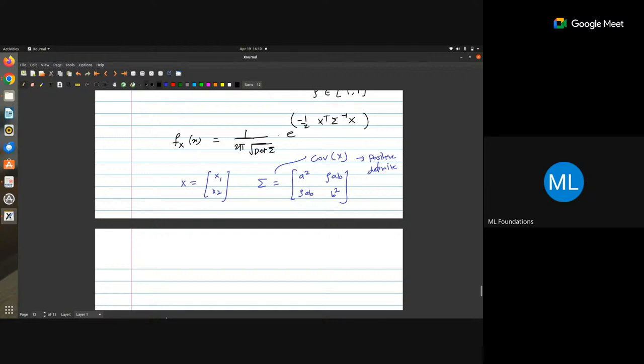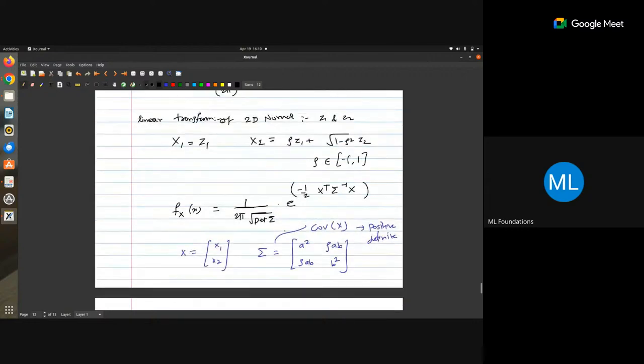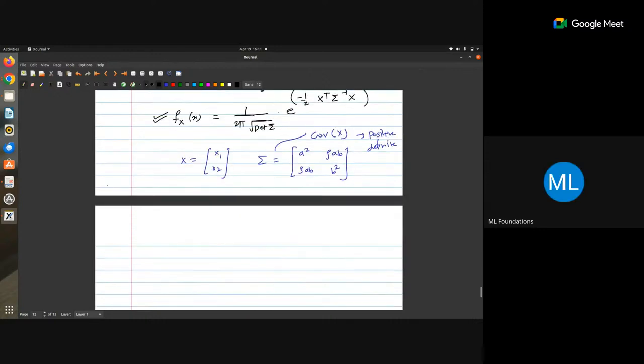Actually, x was written in this format, right? Like x was written as A z, correct? X was written as A z, and then I found this density. I know what A was: 1, 0, and root of 1 minus rho square. So suppose x is A z plus mu. In that case, what is the density?